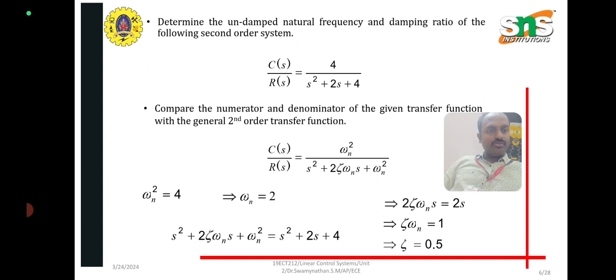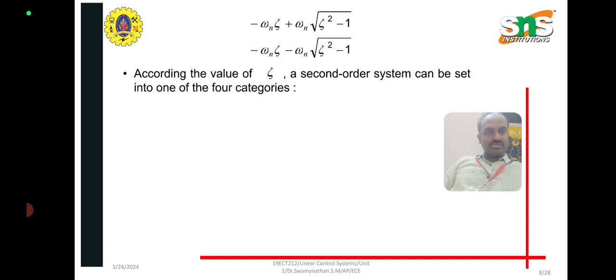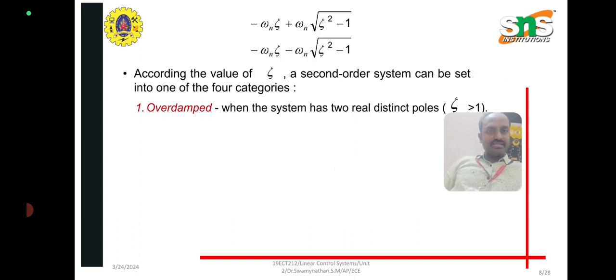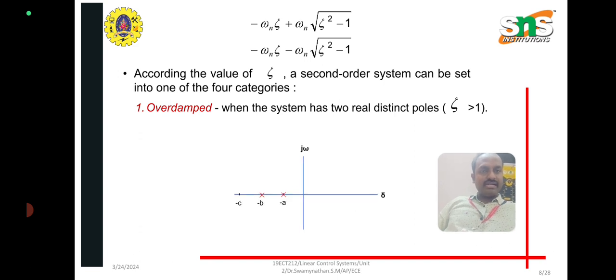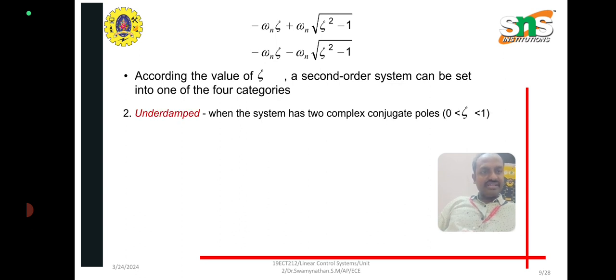then you get the tau value 0.5. Based on this given system, the two poles are minus omega n tau plus omega n root of tau squared minus 1, and the same with minus between the tau and omega n. So these are the two poles of the system. According to the value of tau, you can get four categories: overdamped, which means tau greater than 1, and underdamped, which means 0 to 1.